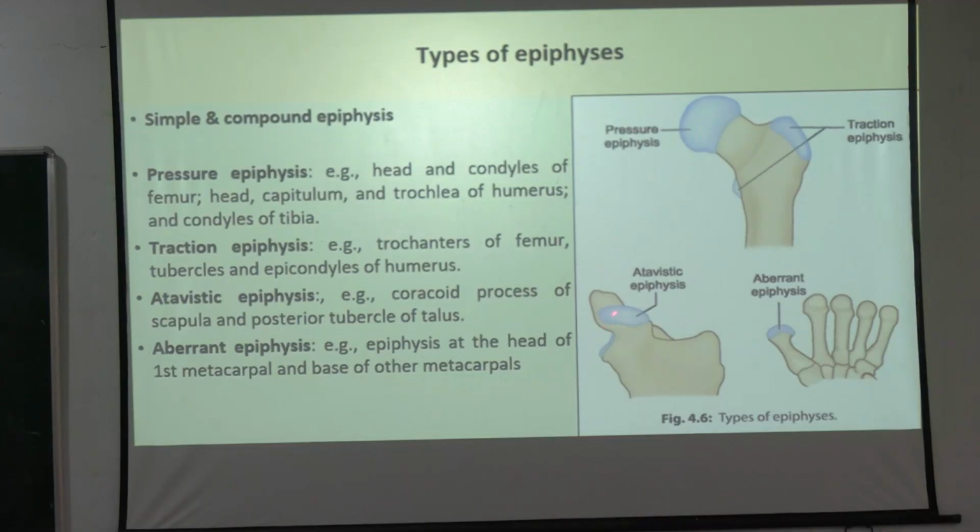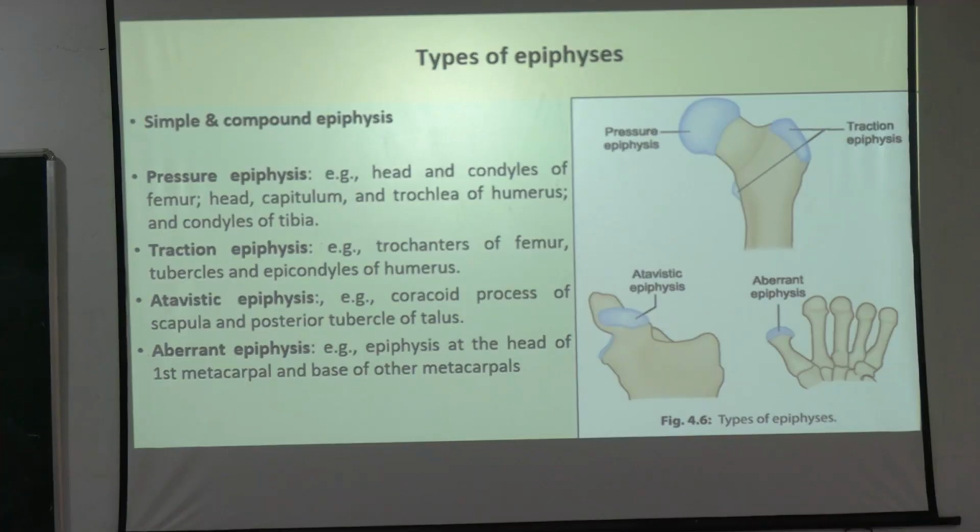So, this kind of bone which is coming from elsewhere and fitting in, we call atavistic epiphysis. There is another epiphysis, we call aberrant. That means they are supernumerary or extra epiphyses. We call them aberrant epiphysis, which is present in the metacarpal bones, like the thumb bones. So there are different types of epiphysis.